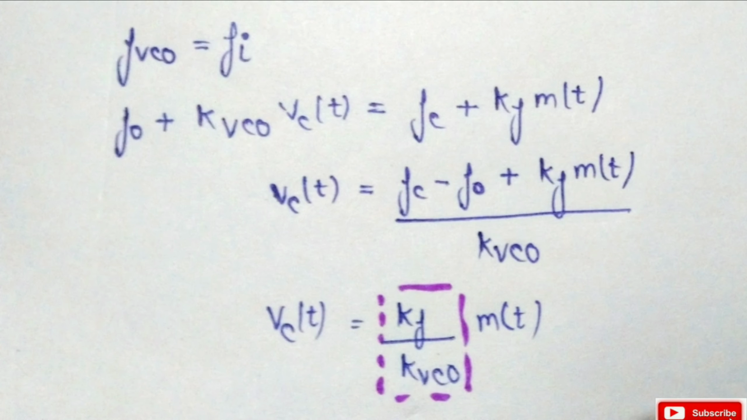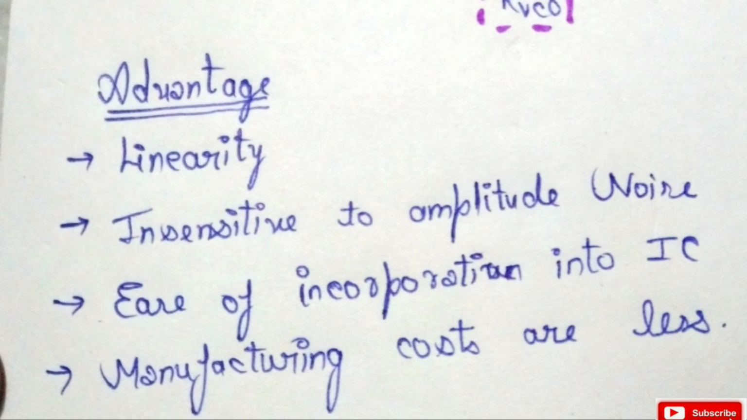So the voltage control signal is directly proportional to the message signal, or we can say that the voltage control signal generated is linear to the input signal. So it follows linearity. As we discussed earlier, in the slope detector the output follows non-linearity, so there is some error in the output message signal, but here the message signal follows linearity, so there is no amplitude noise.